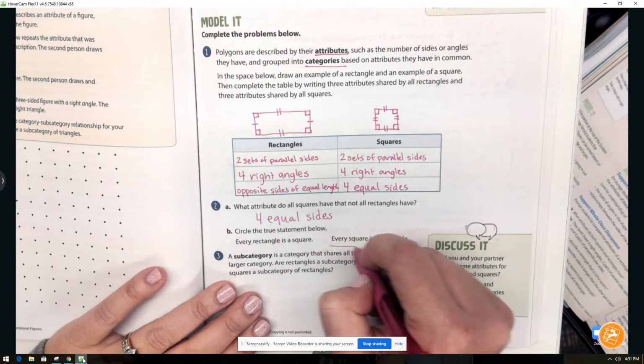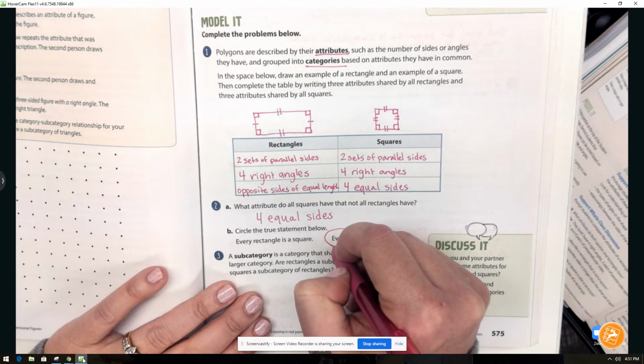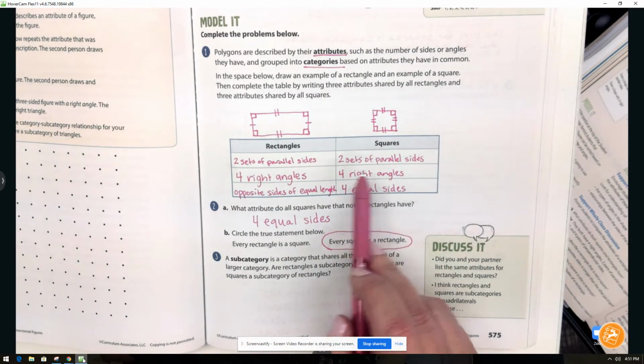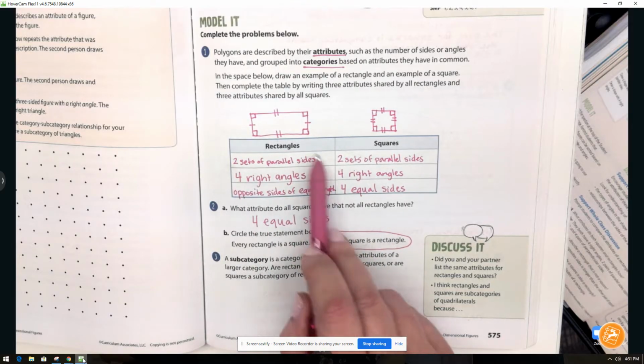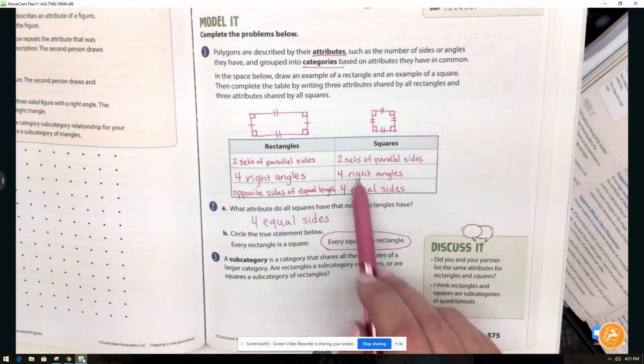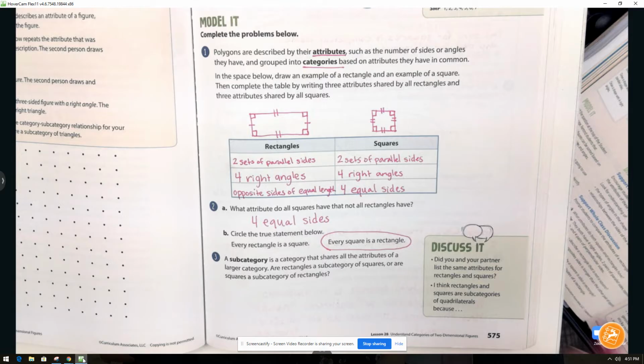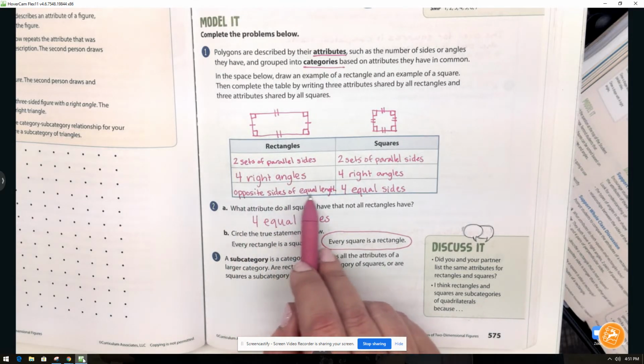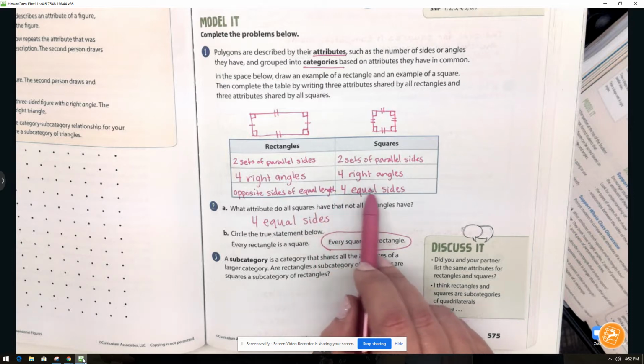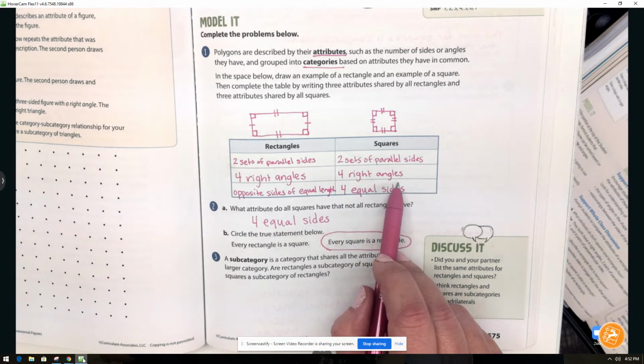Every square is a rectangle because all of the attributes that rectangles have, squares also have. And you might say, but Mrs. McGuire, this one here is different. It says opposite sides of equal length. And over here, we know that it has 4 equal sides.